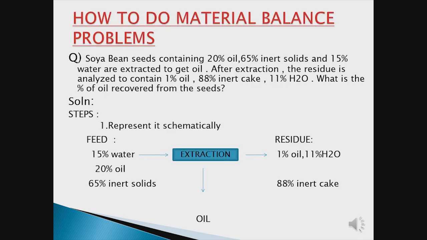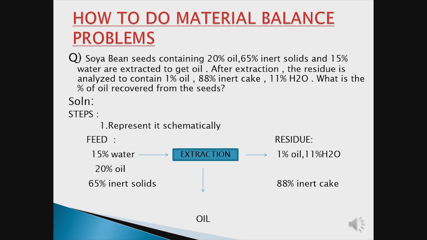So now let's see how to do the material balance problems. As I already said earlier, this module consists of a lot of problems. So, an example question is given in this slide. Soya bean seeds containing 20% oil, 65% inert solids, and 15% water are extracted to get oil. After the extraction, the residue is analyzed to contain 1% oil, 88% inert cake, and 11% H2O. So, what is the percentage of oil recovered from the seeds?